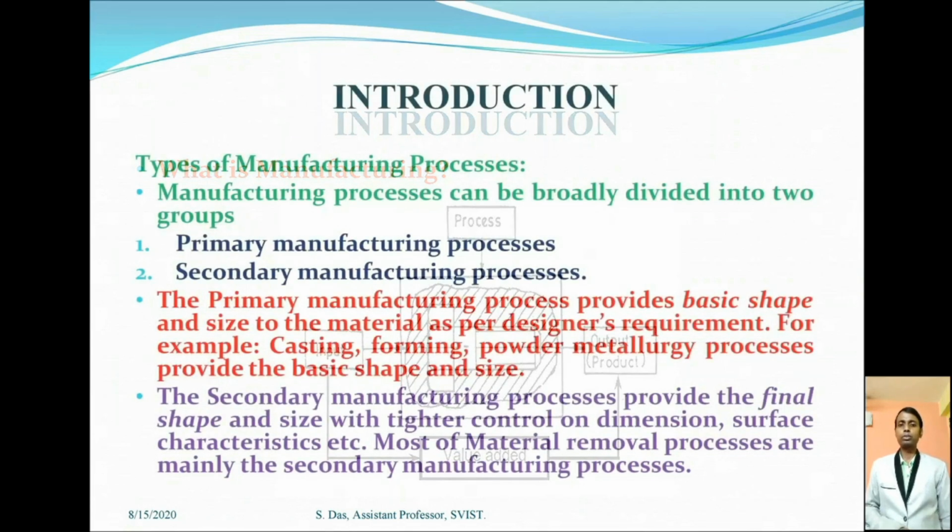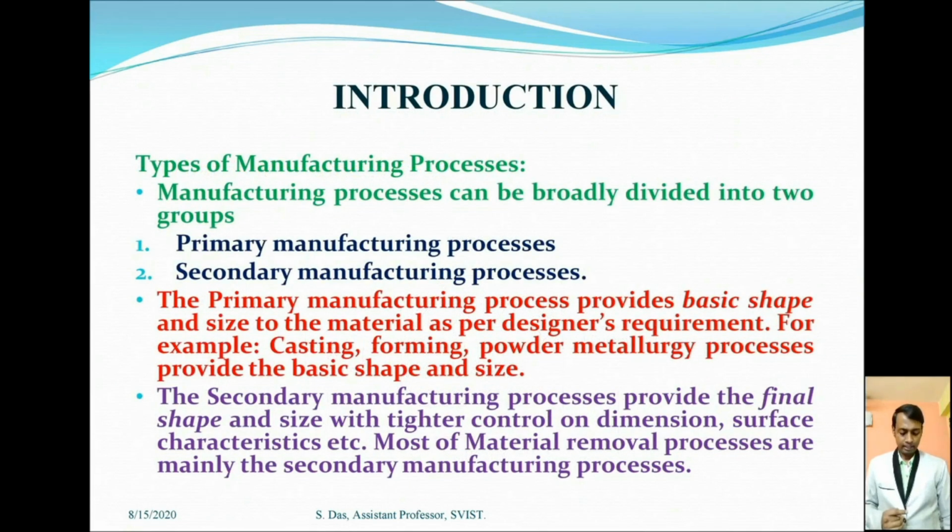This manufacturing process is categorized in two parts. One is the primary manufacturing process, another is the secondary manufacturing process. In the primary manufacturing process, casting, joining, welding, forming processes, etc. are involved. In the secondary manufacturing process, material removal is the main concern.